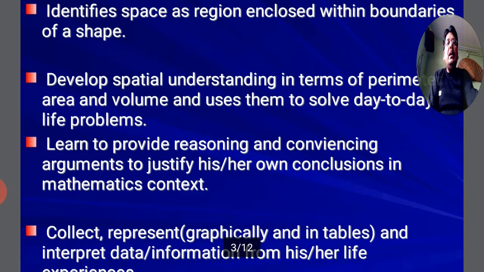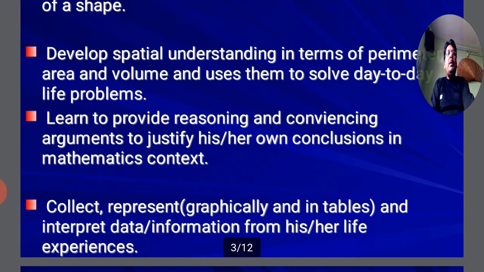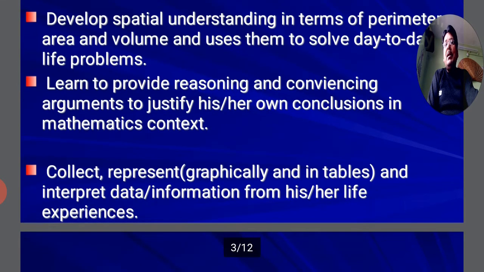Then the next point is to learn to provide reasoning and convincing arguments to justify his or her own conclusions in a mathematical context. The last is to collect, represent, that means graphically or in tabular form, and interpret data and information from his or her life experiences.